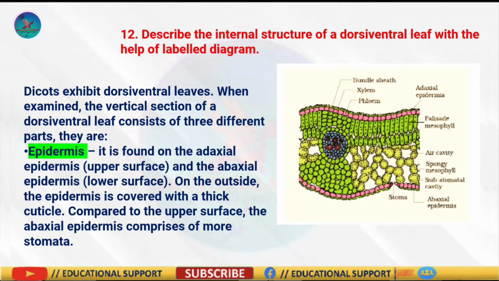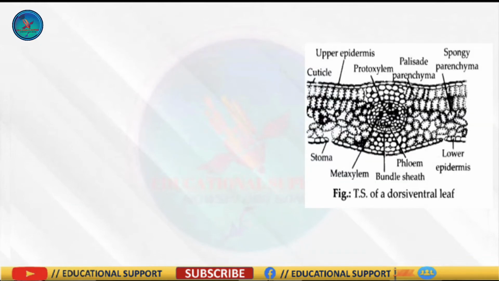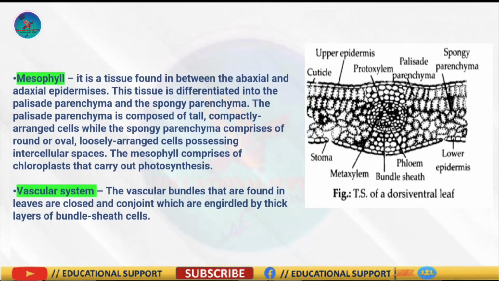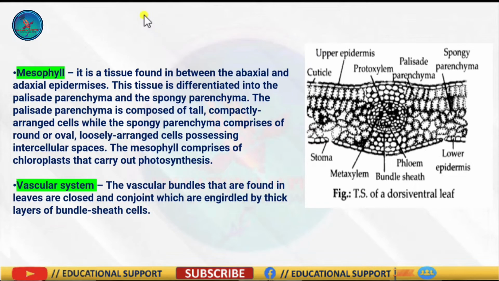So, next is mesophyll cells and the palisade parenchyma. Mesophyll tissue is present in between the upper and lower epidermis, which can be divided into two regions. The first one is the palisade and the second one is the spongy.